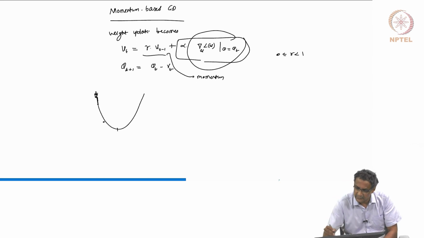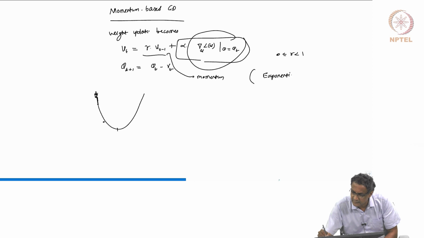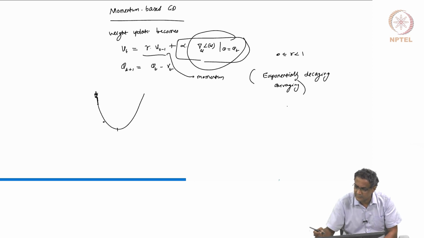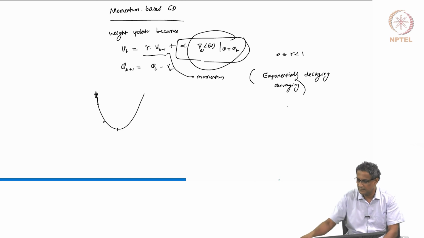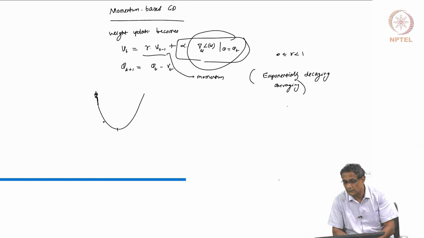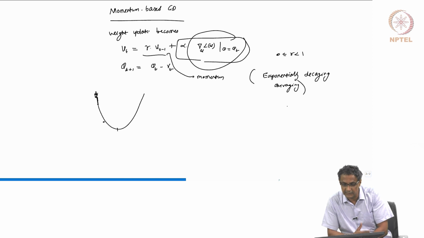So there's actually an exponentially decaying average, which helps you. What you're doing is an exponentially weighted, exponentially decaying average, so that the immediate ones are more relevant in order to move forward, and the past ones have a relatively lesser role to play.